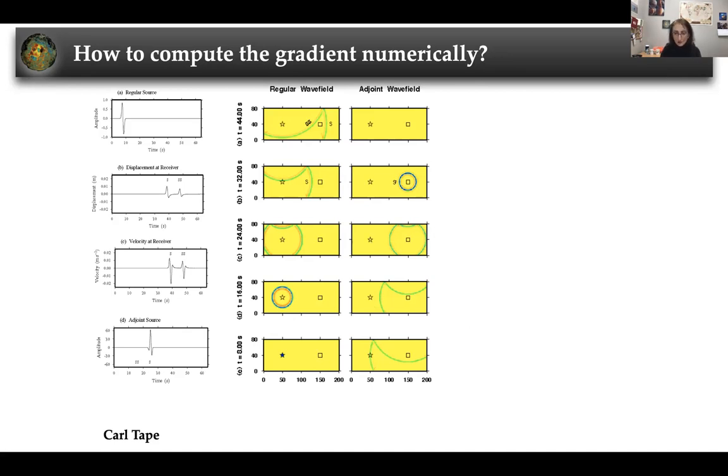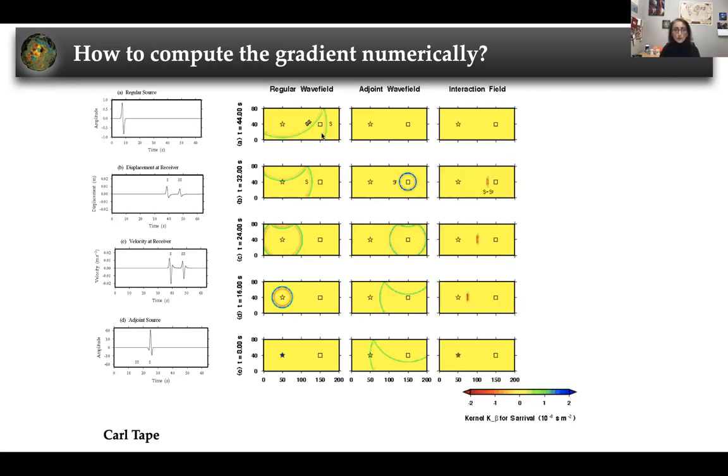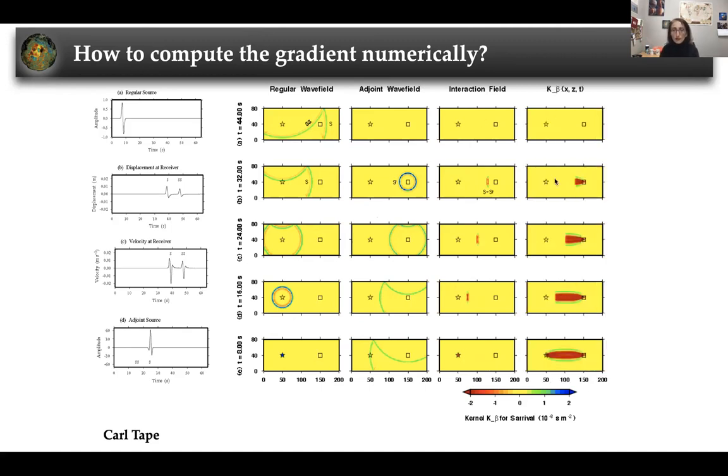If we look at the interaction of these two wave fields, where the second one is now called the adjoint wave field, and then integrate over time, we compute what are so-called banana-donuts or Fréchet sensitivity kernels. This is nothing else but the gradient of your misfit function.